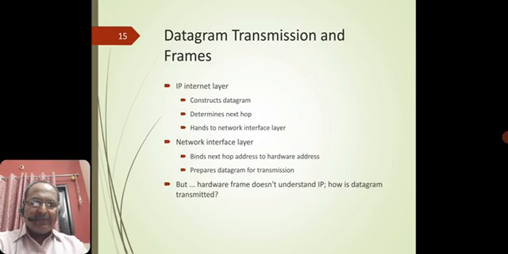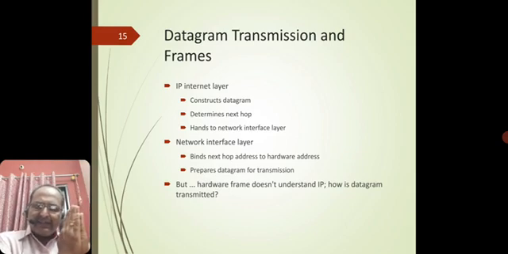So datagram transmission in frames. IP, the internet layer, includes the responsibility to construct the datagram, determine the next hop, and hand it to the network interface layer. The network interface layer binds the next hop address to a hardware address and prepares the datagram for transmission. Well, I listed out these things. These are points which you need to remember. How do you remember? These are the service techniques. So many of us think that IP internet constructs a datagram.